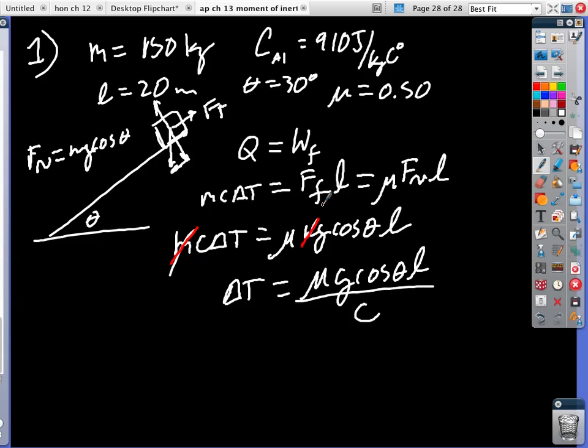So the force of friction, we know from our formula sheet, is just mu F sub n. For this block, F sub n is mg cos theta. So I substitute that in and I get mc delta T is equal to mu mg cos theta times L, right? Or force times distance. And then I just solve that for delta T and get my answer. Okay, questions from that?